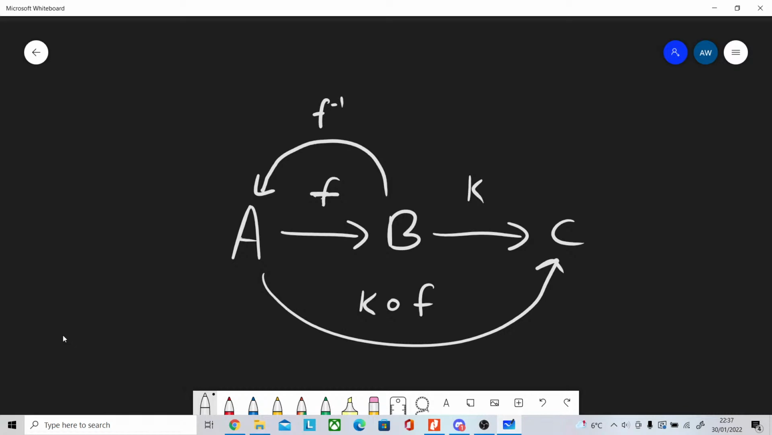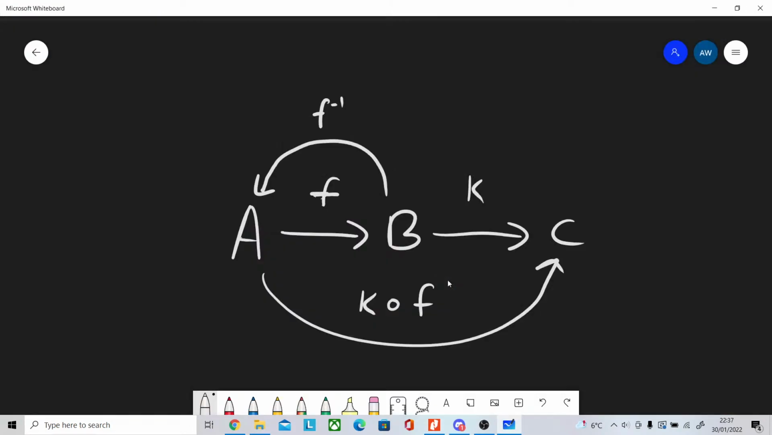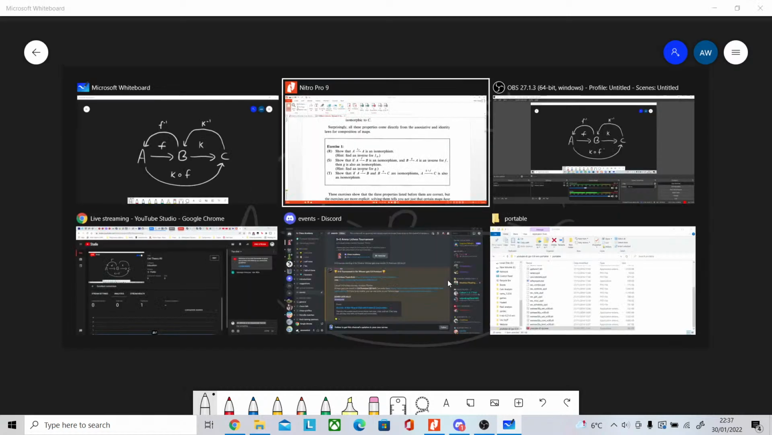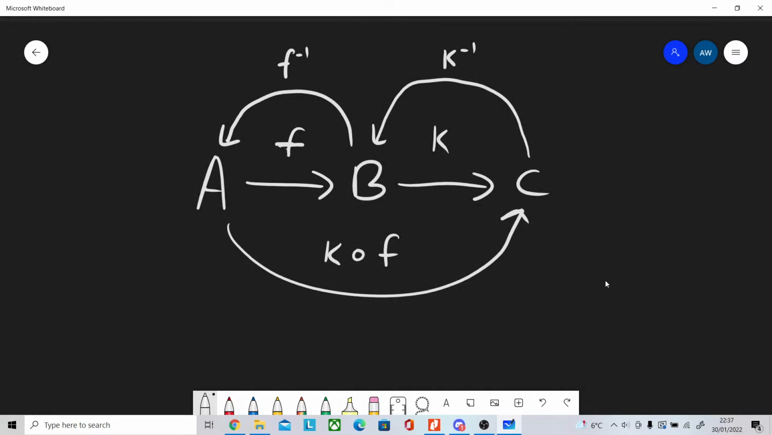And K, we know, is an isomorphism, which means that there is a function which goes from C to B that satisfies certain properties that makes it so that we can call it the inverse. Right. Now we want to show that the mapping K composed with F is an isomorphism. How do we show that? We show that by providing a function which goes from C back to A that satisfies certain properties.